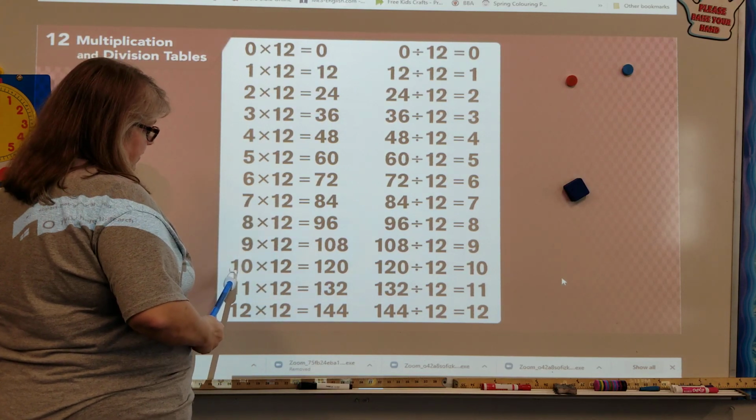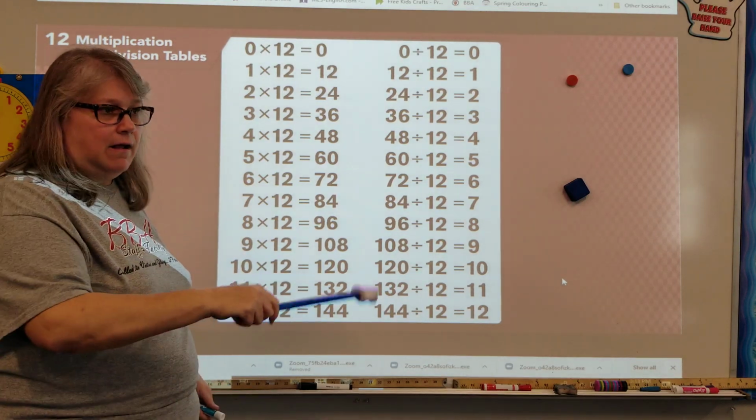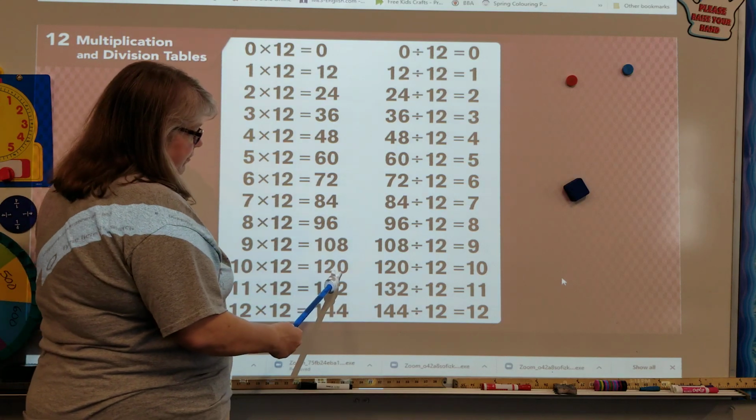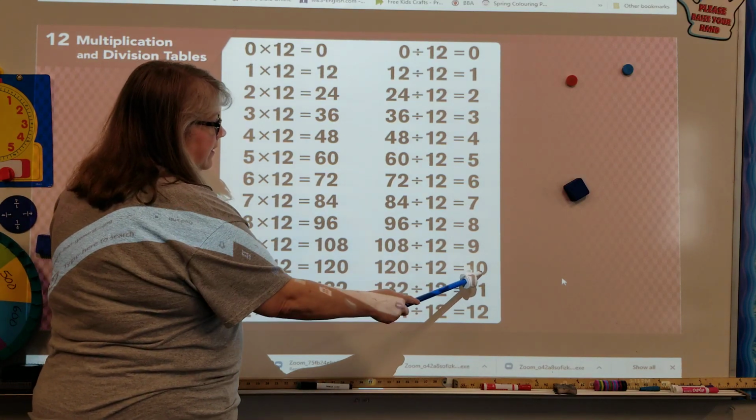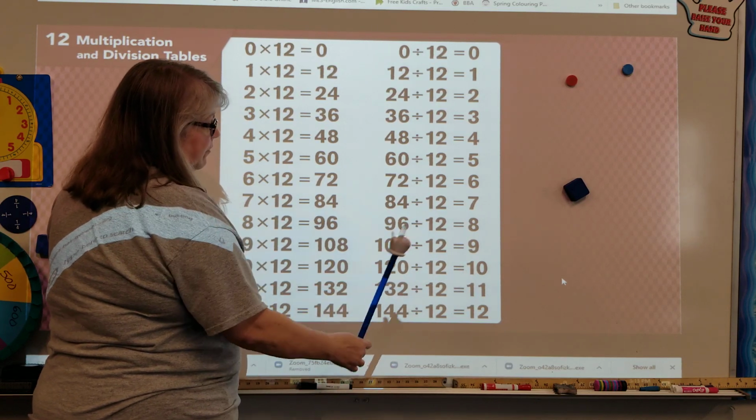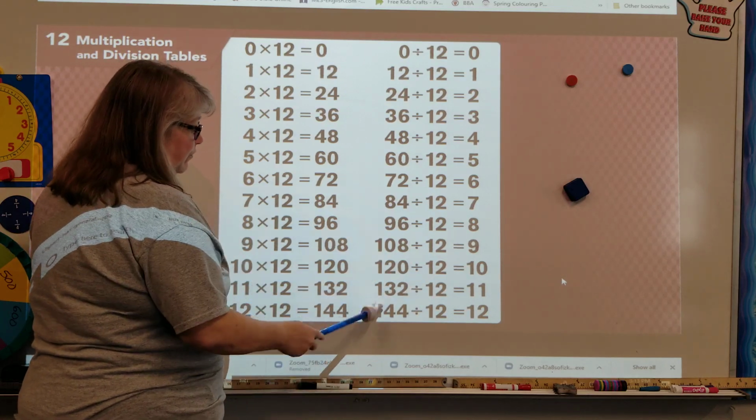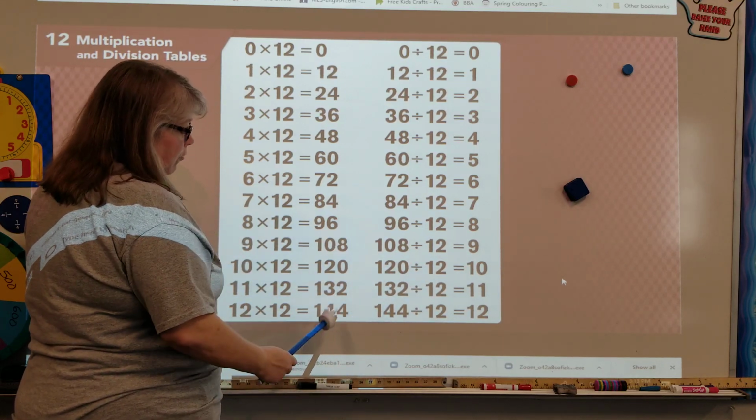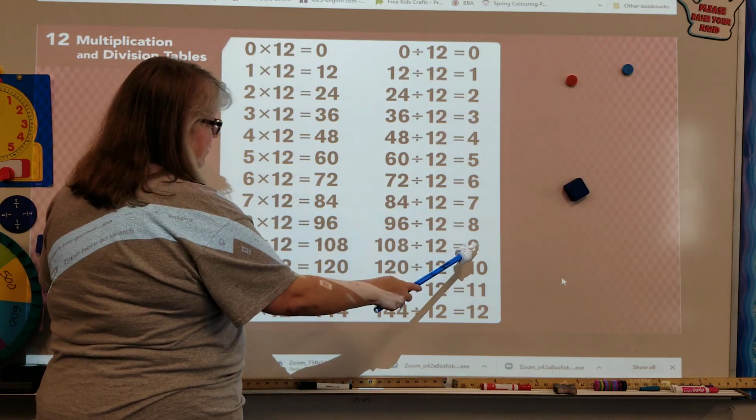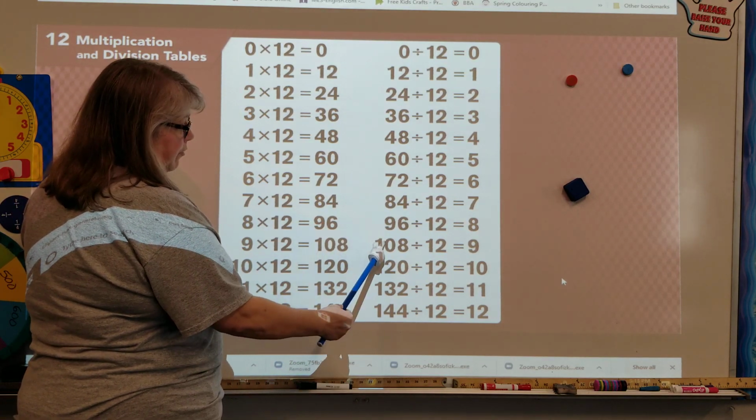Let's look at this one. 10 times 12. You know, when we multiply 10 times any number, we just stick a 0 right on the end there. So 10 times 12 is 120. So we can know that 120 divided by 12 is 10. We want to check that back. Just say 10 times 12 is 120. We just start with the answers, or the product, and then we divide, and we just undo it.